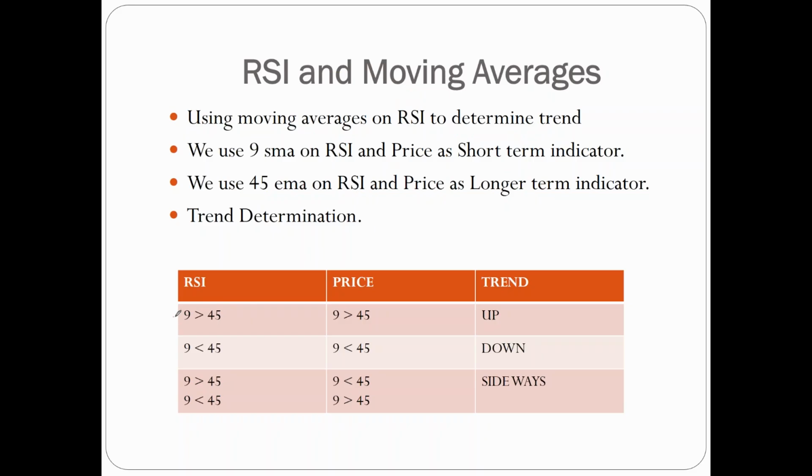First condition, when the 9 moving average is greater than the 45 moving average on RSI, and at the same time the 9 moving average is greater than the 45 moving average on the price, the trend is considered to be up. When the 9 moving average is less than the 45 moving average on the RSI, and the 9 moving average is less than the 45 moving average on the price, the trend is considered as down.